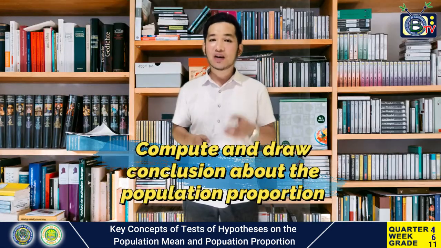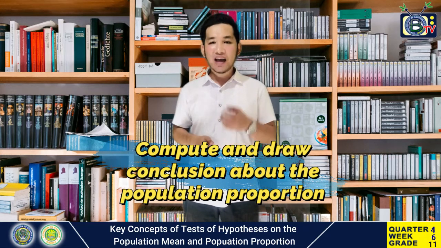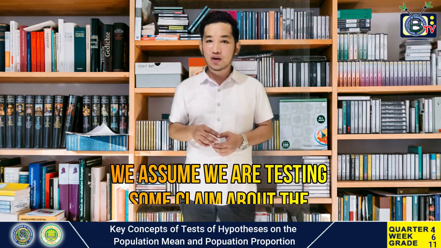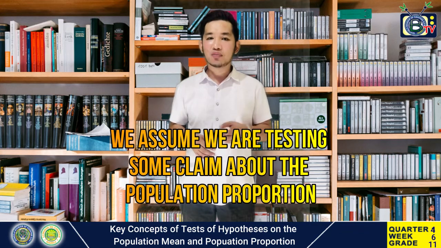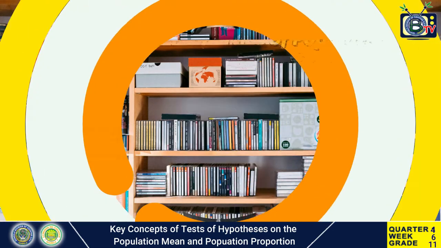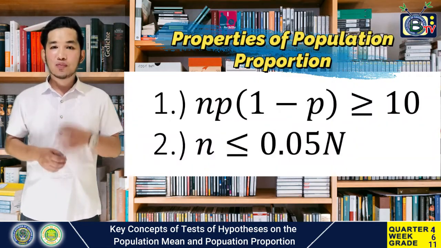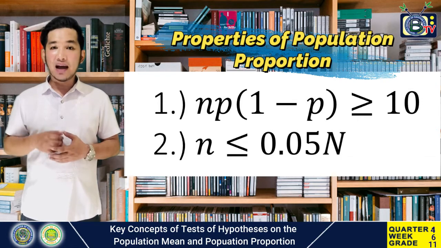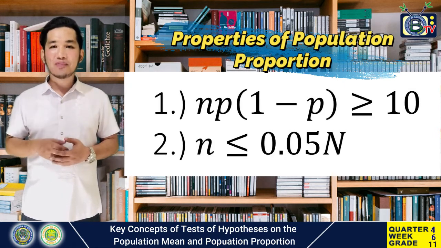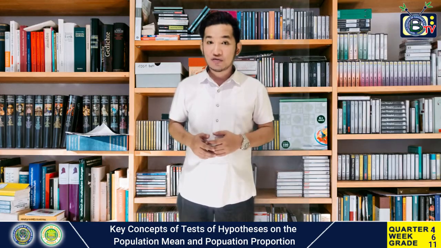Now, let us compute and draw a conclusion about the population proportion based on the test statistic's value and the rejection region. In this example, we assume we are testing some claim about population proportion. As usual, the following conditions must be true. One, the number of samples multiplied by the population proportion multiplied by the quantity of 1 minus the population proportion is greater than or equal to 10. And two, the number of samples is less than or equal to 0.05 multiplied by the total number of the population. And we have steps to follow.